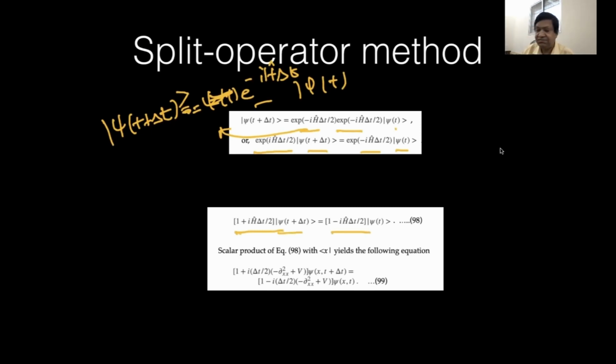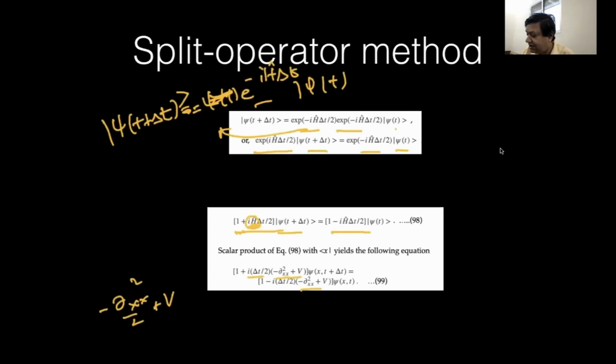Now H is kinetic energy plus potential energy. So we get this Laplacian plus V and this that. Okay, so I just rewrote this H operator as a half second derivative plus V. Okay, so now we can rewrite them in real space.